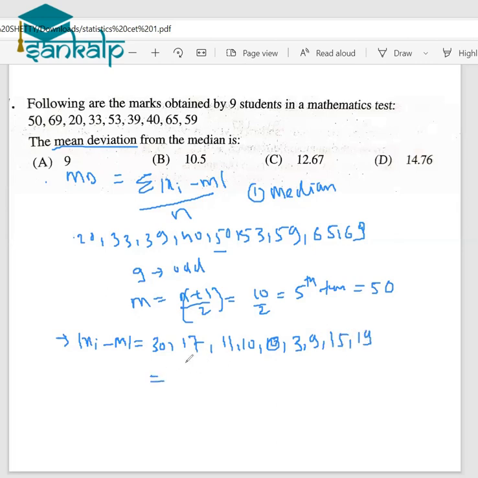Now we need to take the sum of all the deviations. The sum of all the deviations is 114, and 114 upon the number of scores, that is 9, is equal to 12.67. So 12.67 is the value for mean deviation. So option C is the right option. Here we have used the formula for median and mean deviation to calculate the answer.